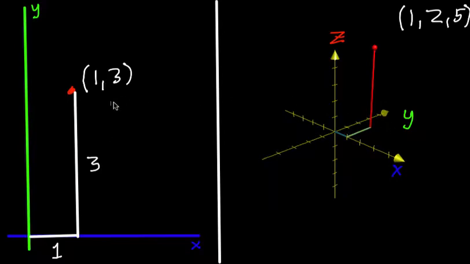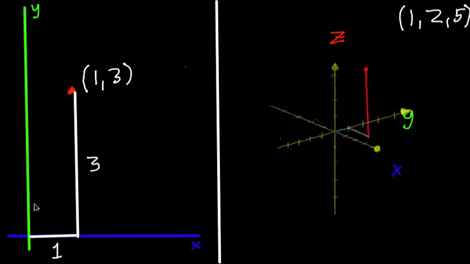So there's another context, though, where pairs of numbers come up. And that would be vectors. So a vector you might represent, you typically represent it with an arrow.